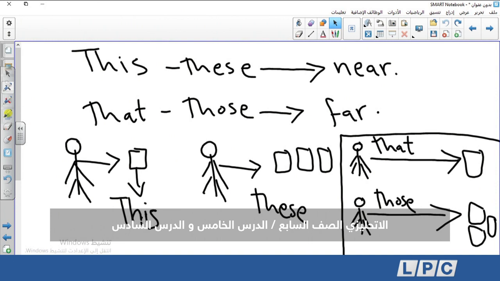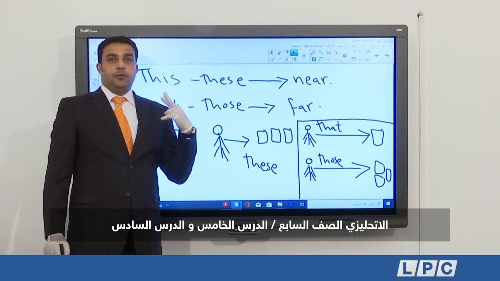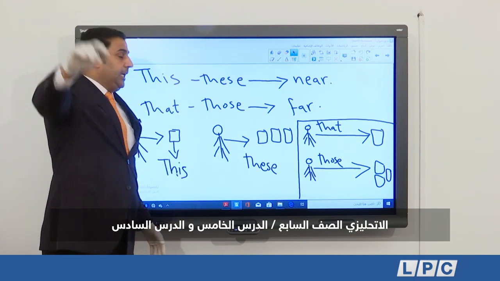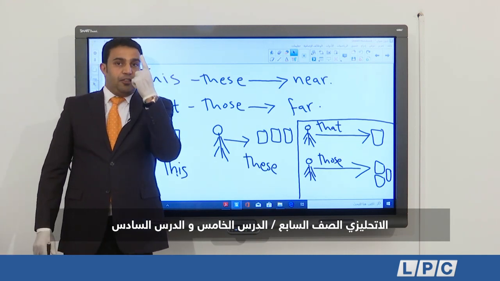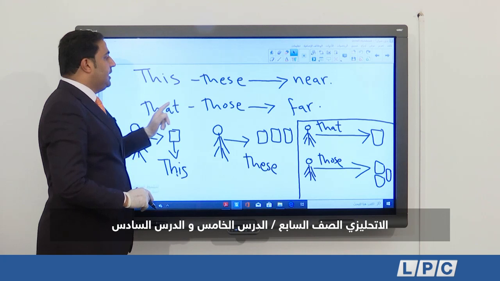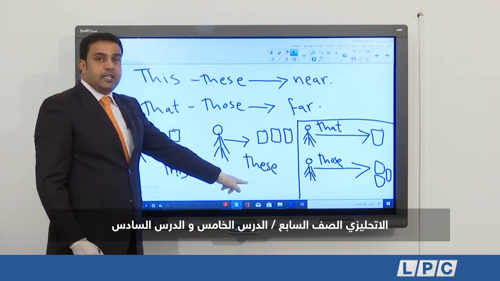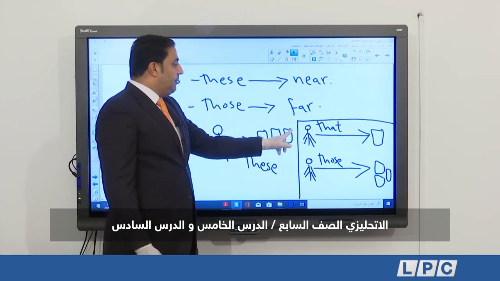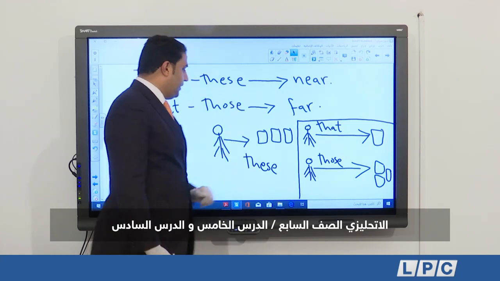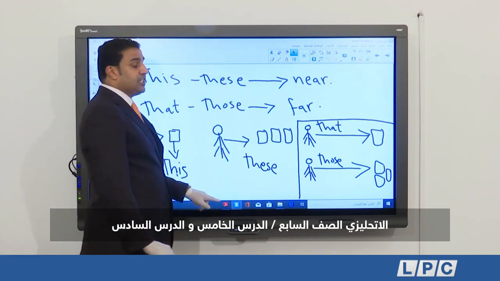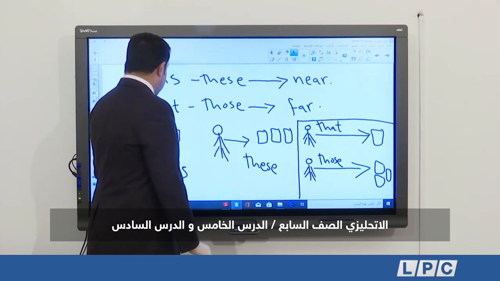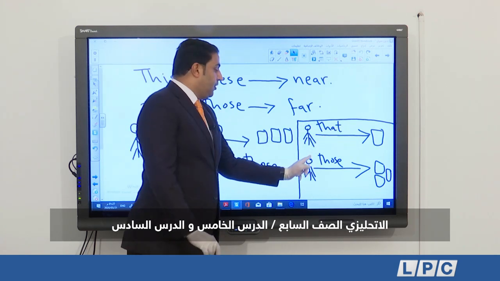Those. So demonstrative adjectives have two points: the first is near, the second is far. Near for the singular thing, when a person refers to one thing, he uses this. When he has more than one thing, plural near, he uses these. Far: for one thing he uses that, and for more than one thing far away he uses those. Very good. This is shortly the demonstrative adjectives. This is near singular, these near plural, that far singular, those far plural.